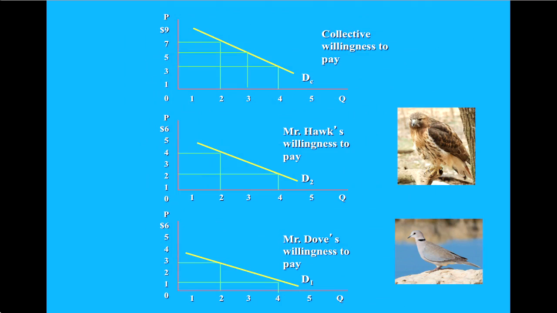Here are the individual demand curves and the collective demand curve. If the government provides 2 units of national defense, Mr. Hawk would be willing to pay $4 for it, while Mr. Dove would be willing to pay only $3. Summing these amounts gets us to $7 on the collective demand curve. Similarly, at 4 units, Mr. Hawk would ante up $2, while Mr. Dove would be willing to pay only $1. Thus, the price for 4 units is $3.